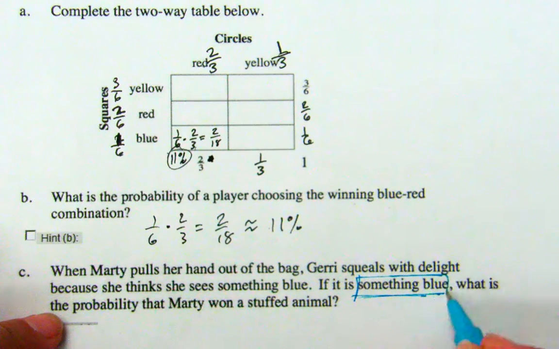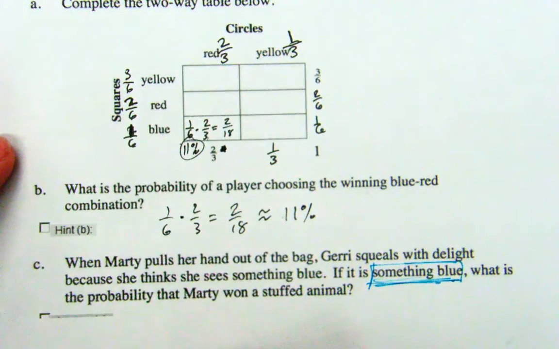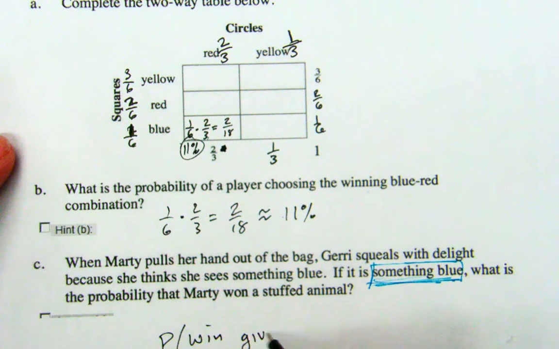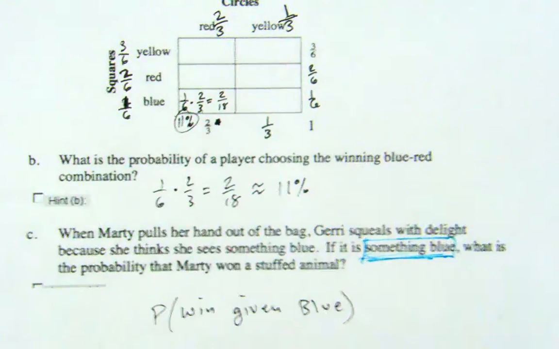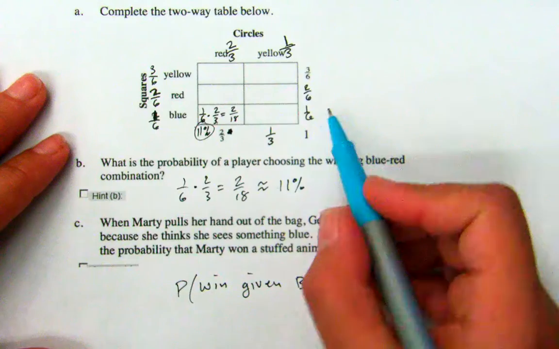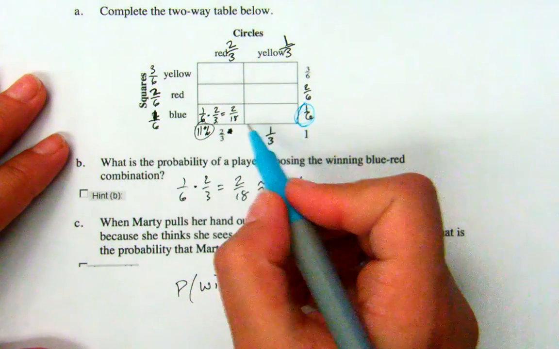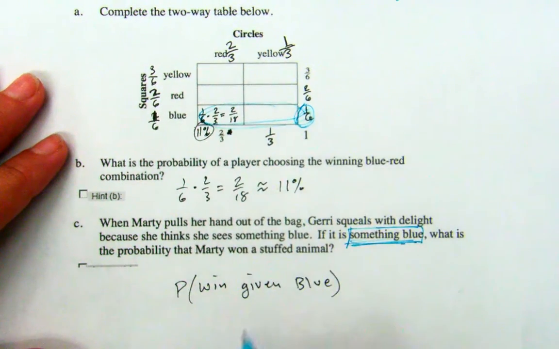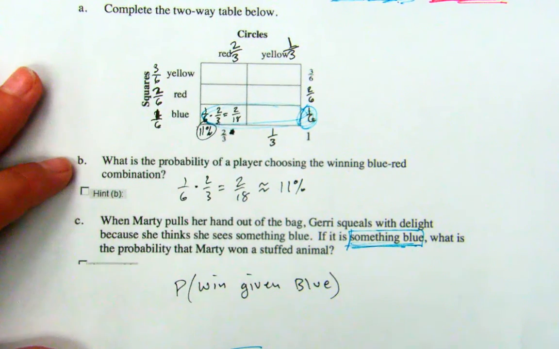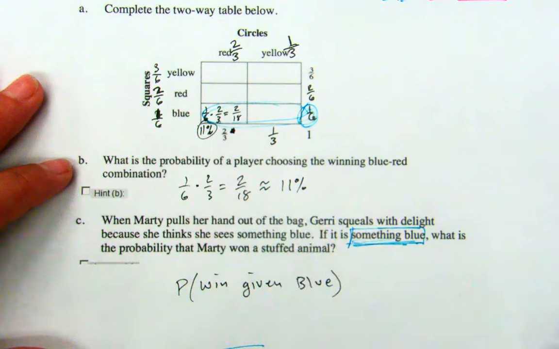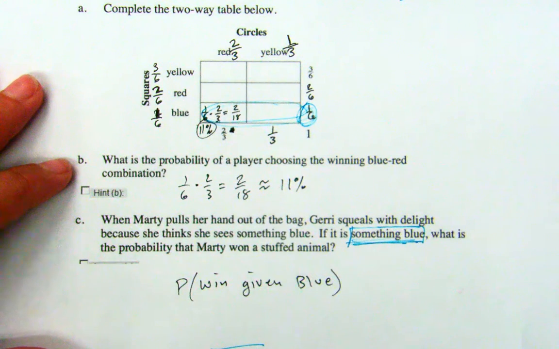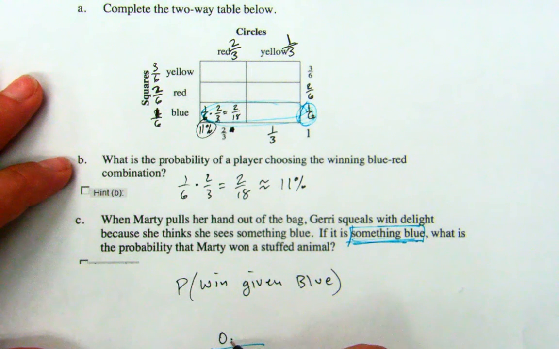Okay, well, this is going to change our denominator. This is the probability of winning given something blue. Something blue is a 1 out of 6 chance of happening. That is everyone who's blue over here. Okay, so 1 out of 6. And the probability of winning is 1 out of 9, or 11%. So 0.11, better known as 1 out of 9.